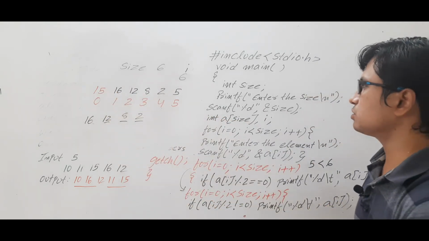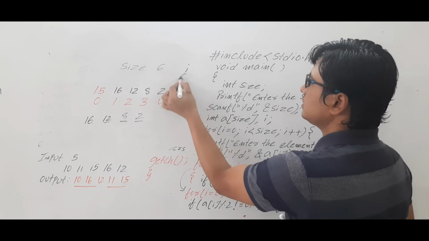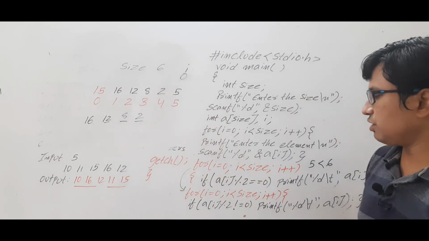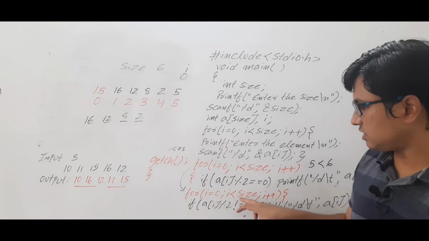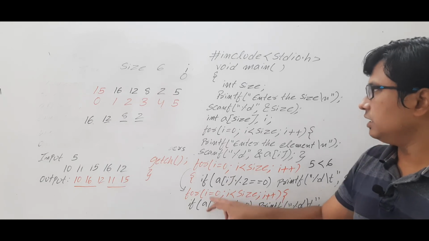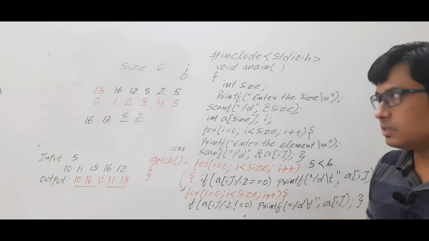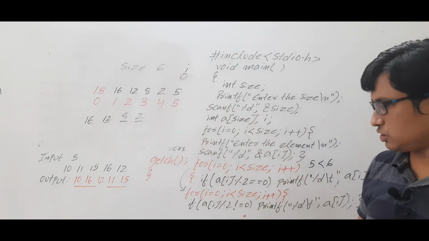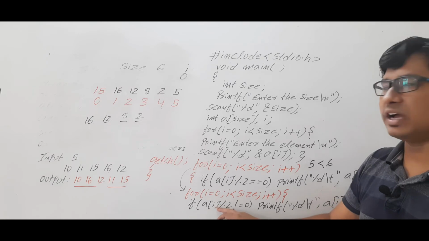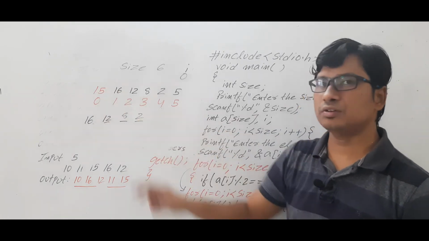Initially, I value is 0. So again you are initializing it to 0, because each for loop will have an initialization section, condition, and increment. So again you have to initialize I value as 0. So 0 is less than 6, because size is 6, so the condition is true. So you will execute the statement A of I, A of 0. A of 0 is 15.